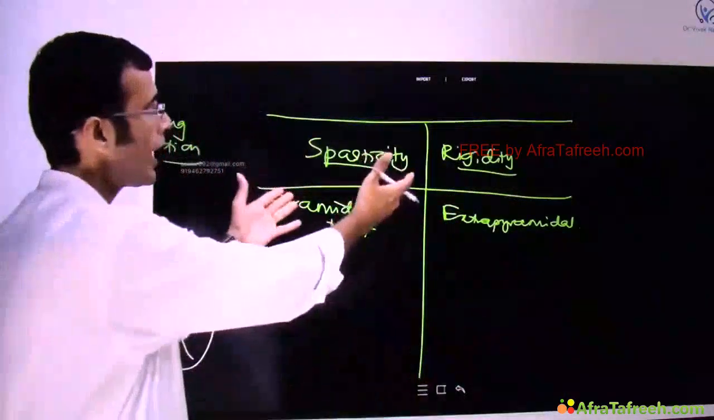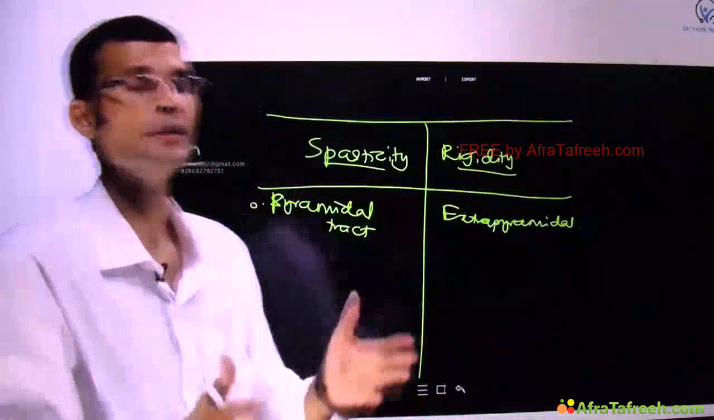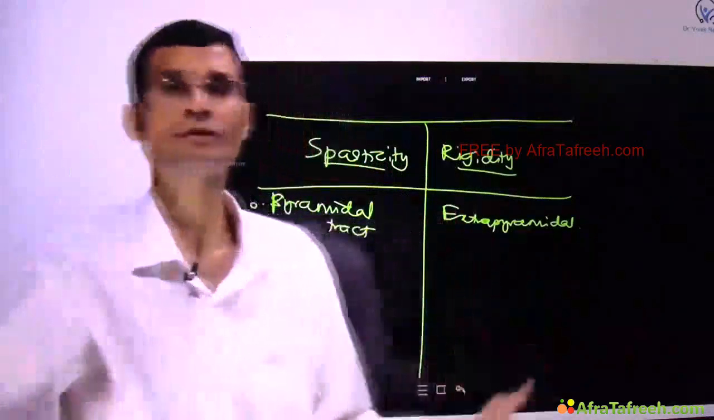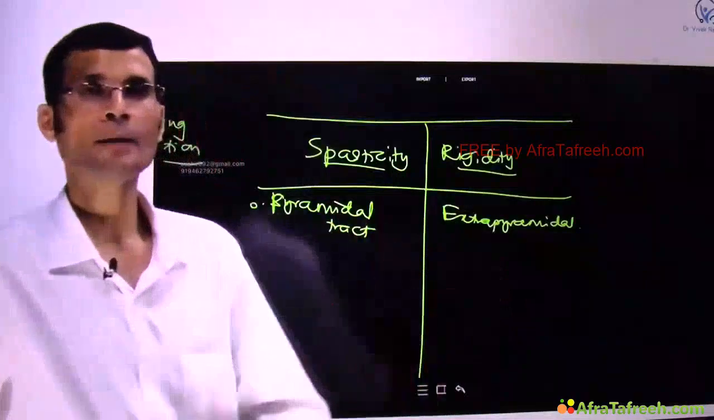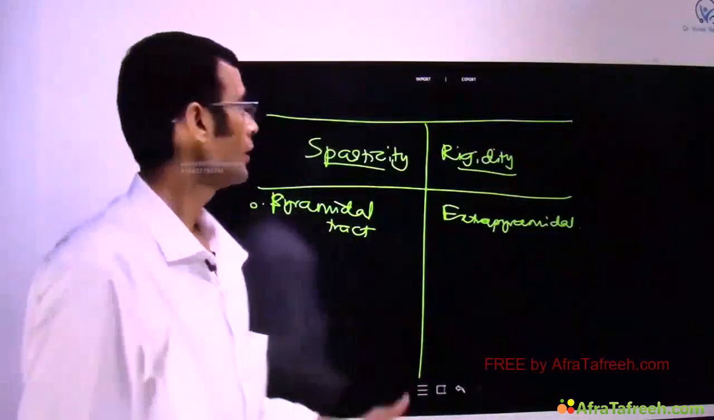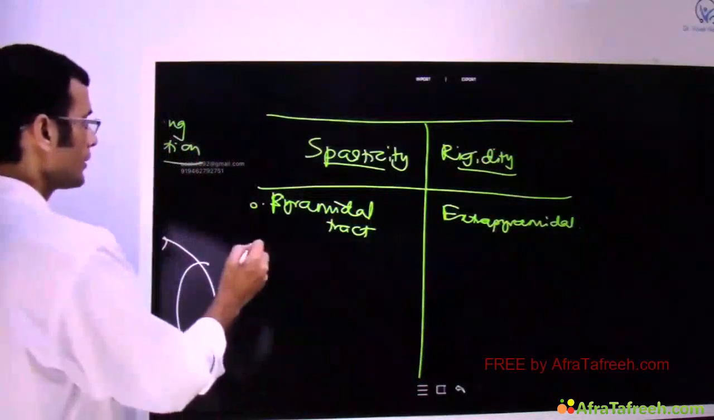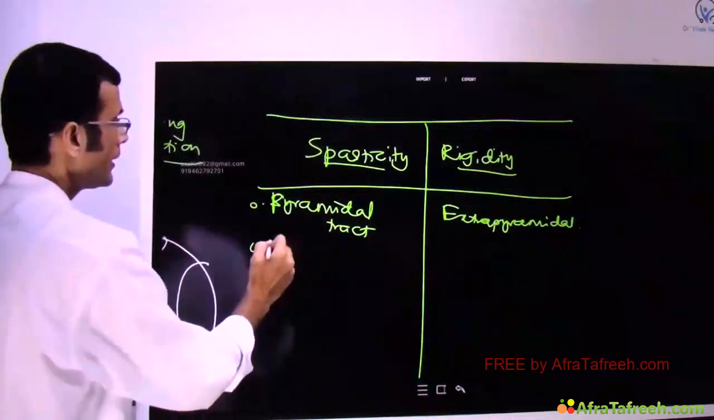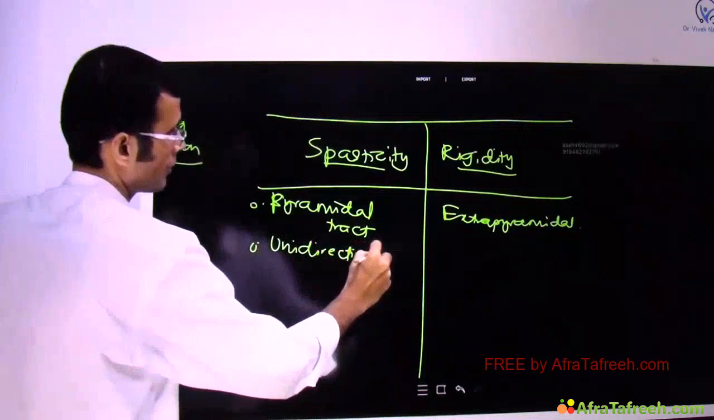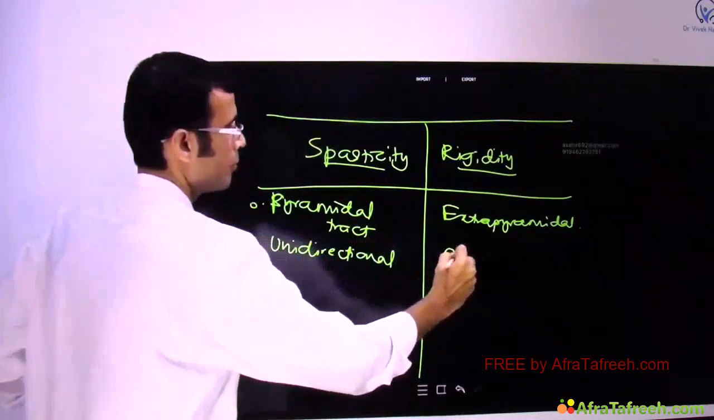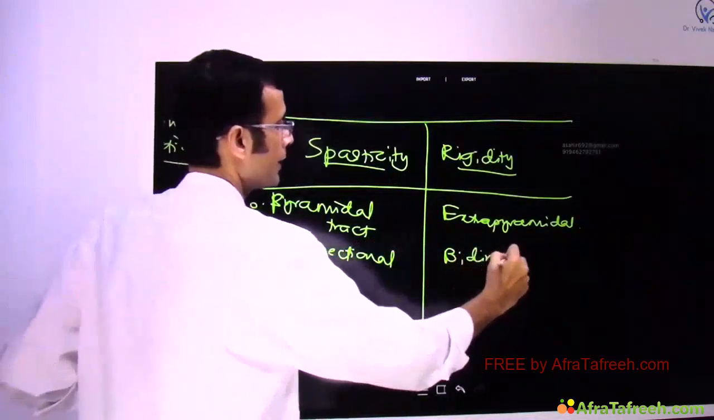See, both are hypertonias, but they have certain important differences. Rigidity, for example lead pipe rigidity, is seen in extrapyramidal lesions. Spasticity is unidirectional. Rigidity is bidirectional. That's an important aspect.